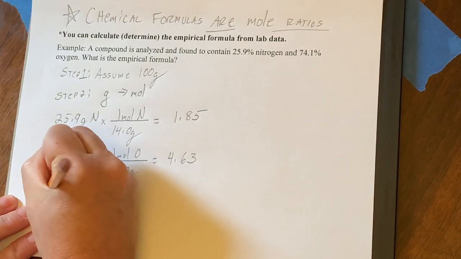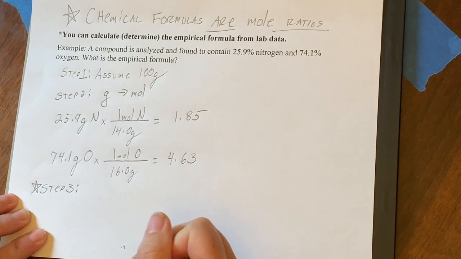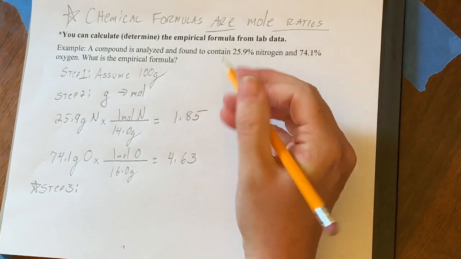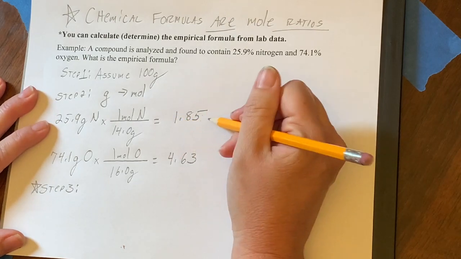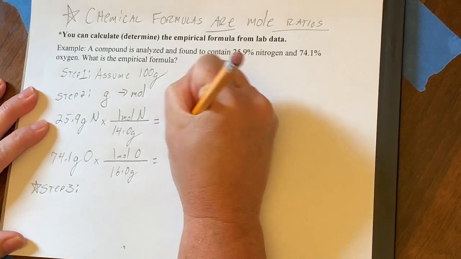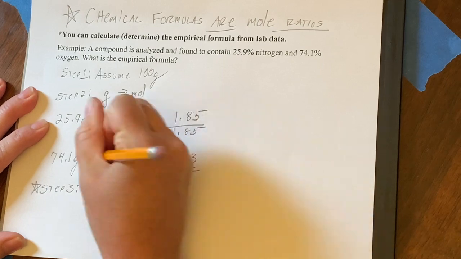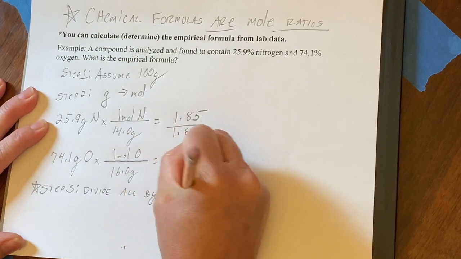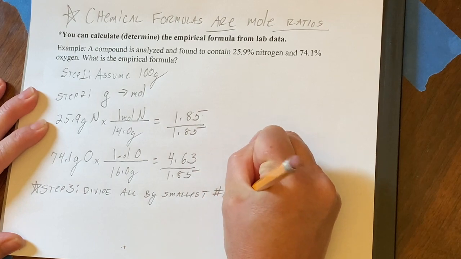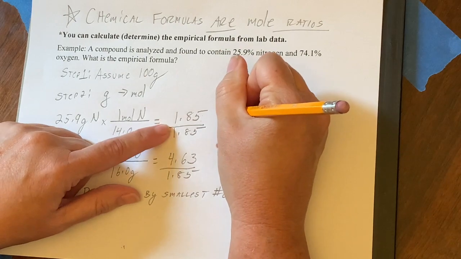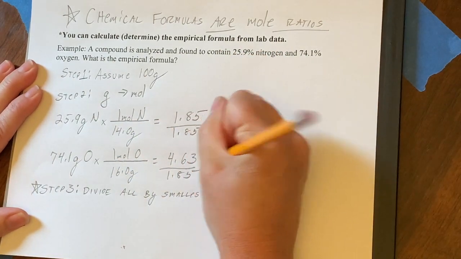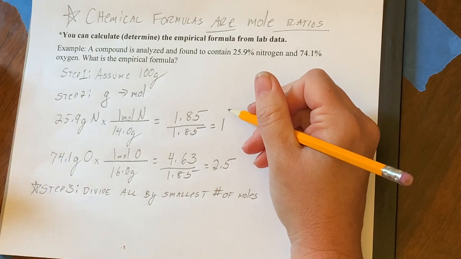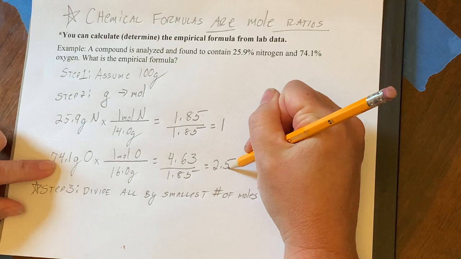Step 3, and this is a really important step. You need to know what the relationship is between the nitrogens and the oxygens. So you're going to choose the smaller amount, which in this case, the smaller amount of moles is nitrogen, and you're going to divide each of these by that smaller amount. Step 3 is to divide all by the smallest number of moles. So 1.85 divided by 1.85 is 1. 4.63 divided by 1.85 is 2.5. That tells me that for this compound, for every 1 nitrogen, I have 2.5 oxygens.